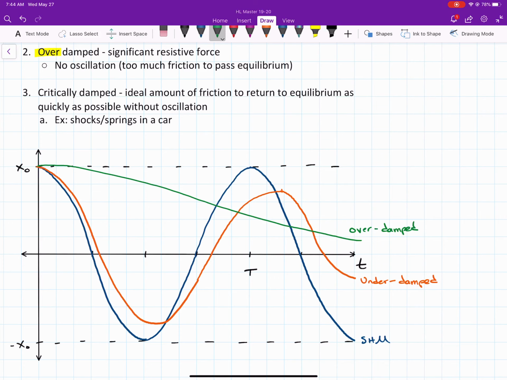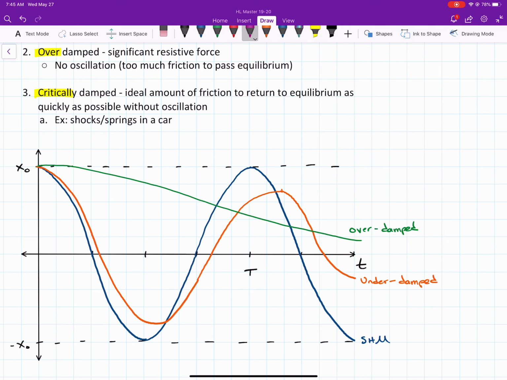It's definitely not going to pass through equilibrium, but it's returning to equilibrium over a long period of time. Again, it just doesn't even oscillate. So that's the overdamped. And then the critically damped, this is the one where the critical is referring to, again, the ideal amount of friction to just return to equilibrium without actually oscillating.